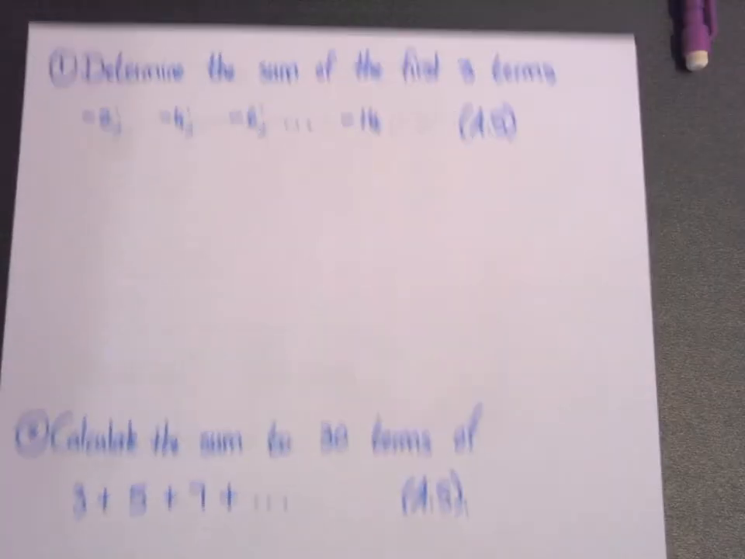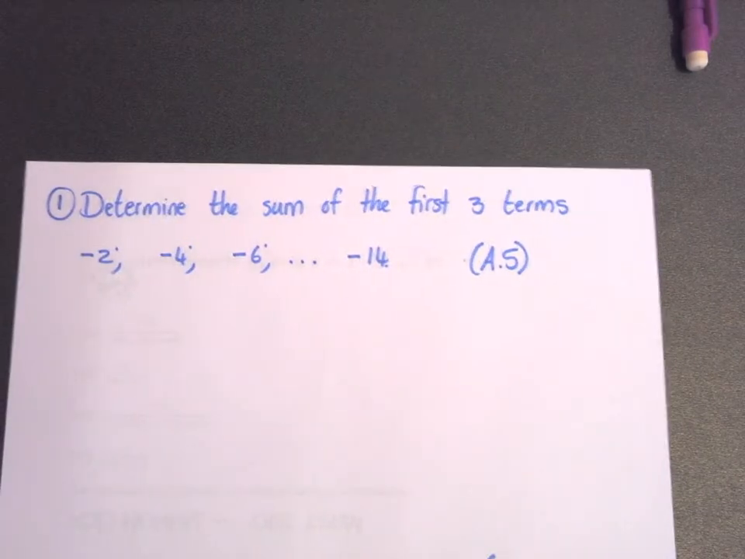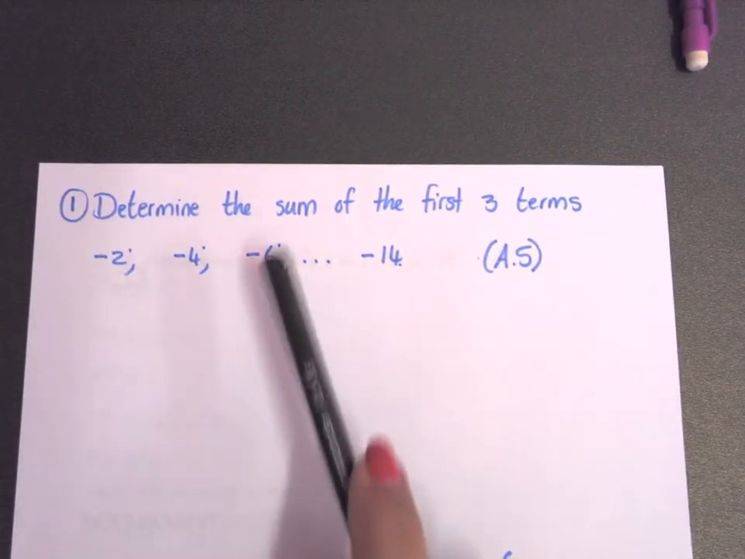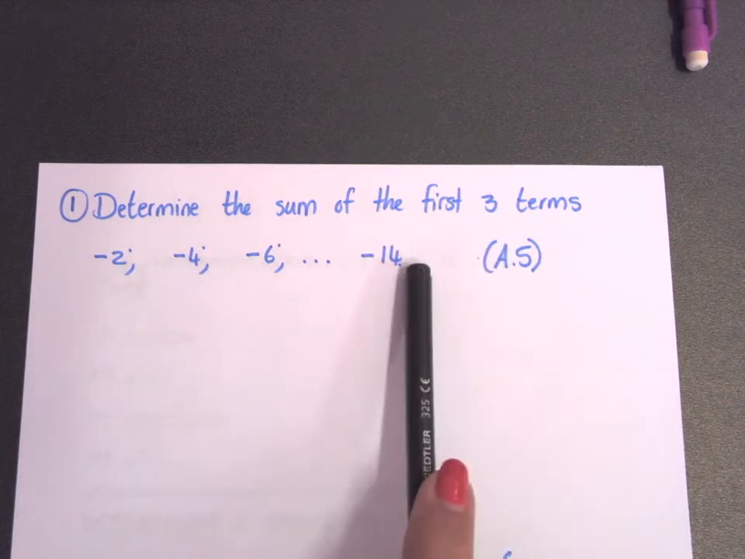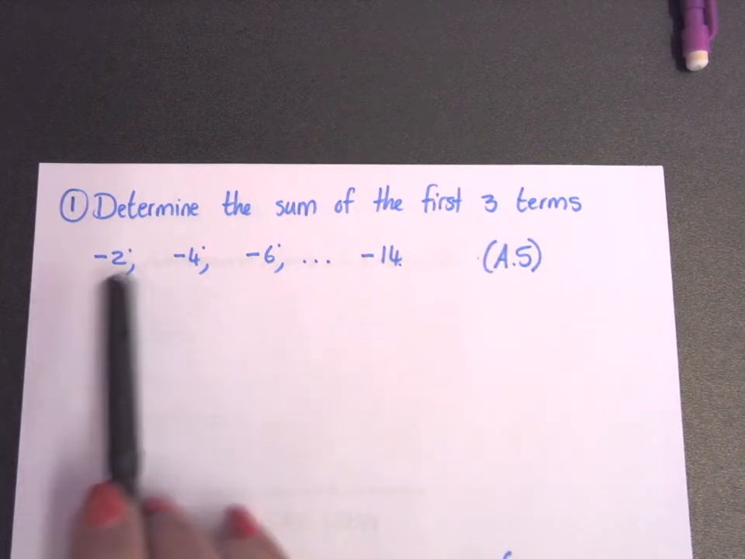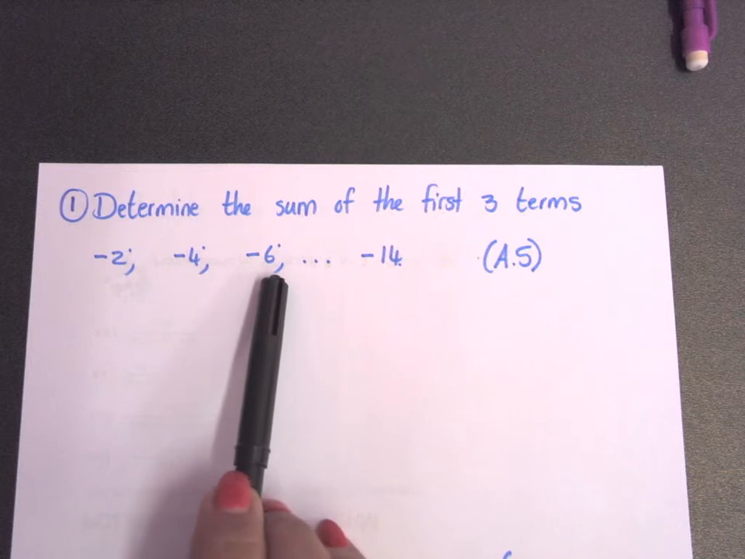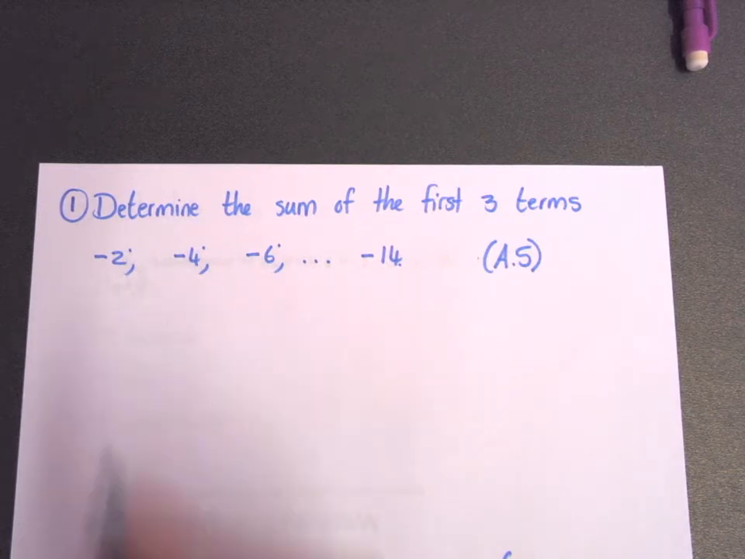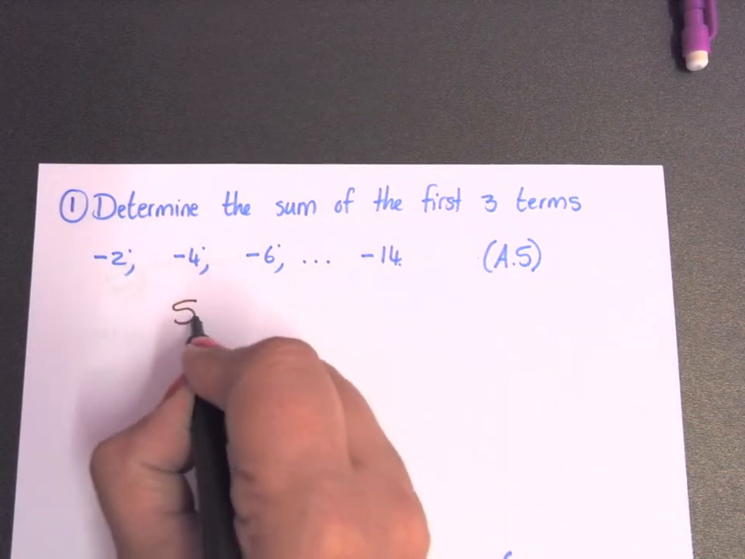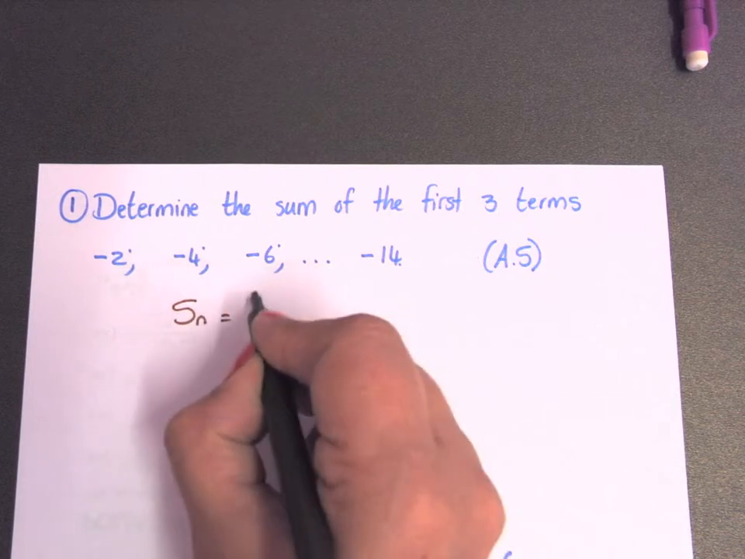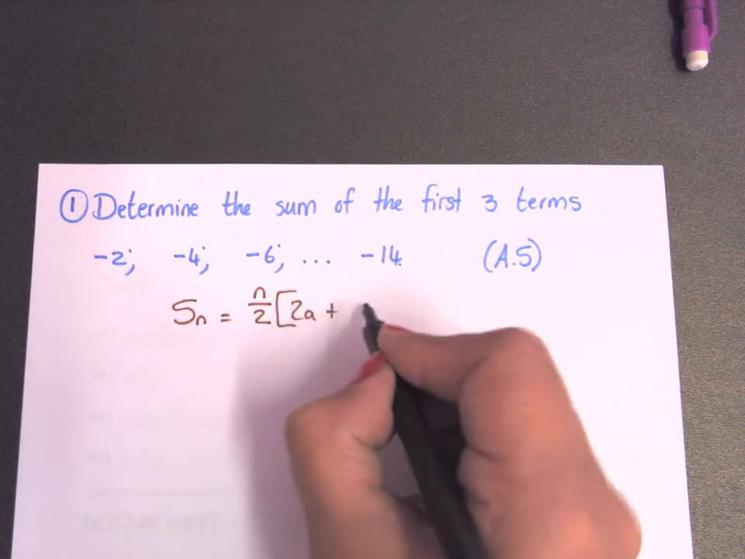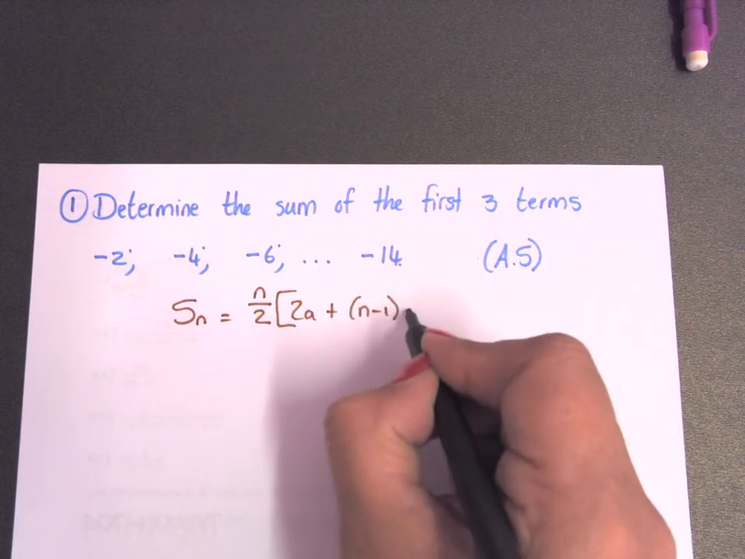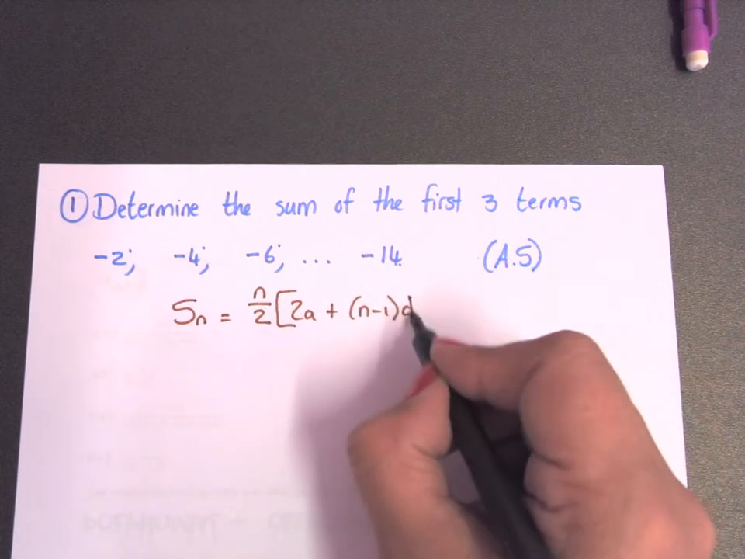Now quickly let's look at some examples. Determine the sum of the first three terms of this sequence. It's a sequence because we have semicolons. Now we know that the sum of an arithmetic sequence is n over 2 times 2a plus n minus 1 times d.